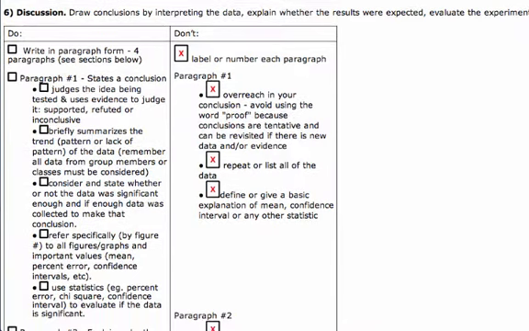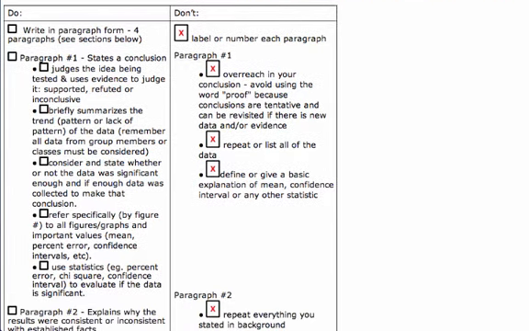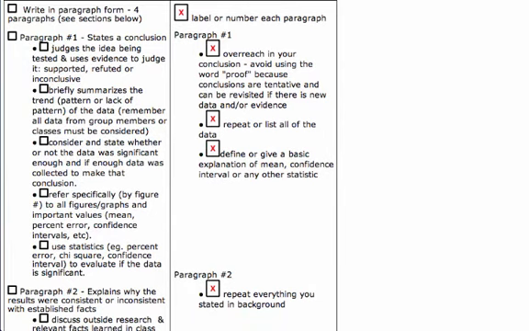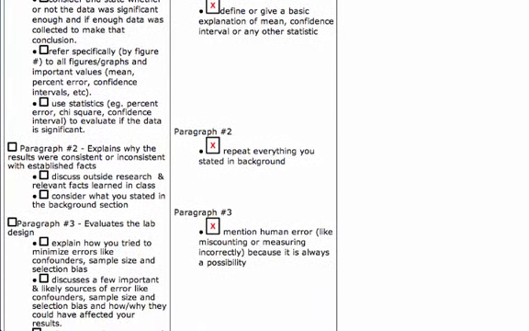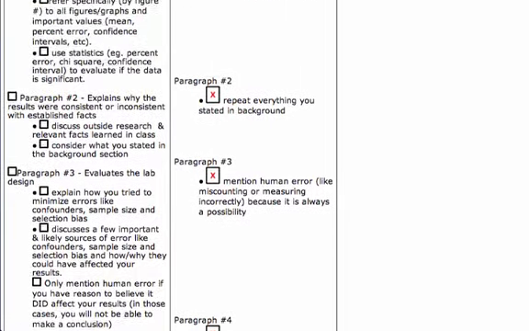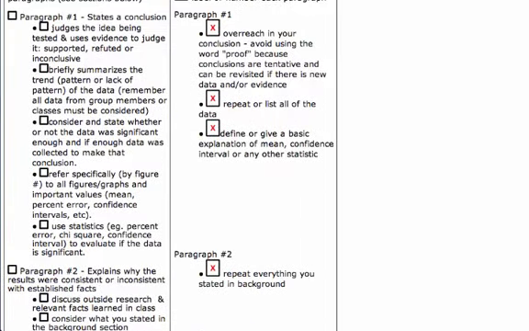In your discussion, you're writing your conclusions, you're interpreting data, you're explaining if these results were expected. You are judging your experimental design and suggesting follow-up. So these are organized into 4 paragraphs, and you see from this document that each paragraph is clearly laid out: the stuff that should be included here, and some don'ts, some mistakes that are typically made.